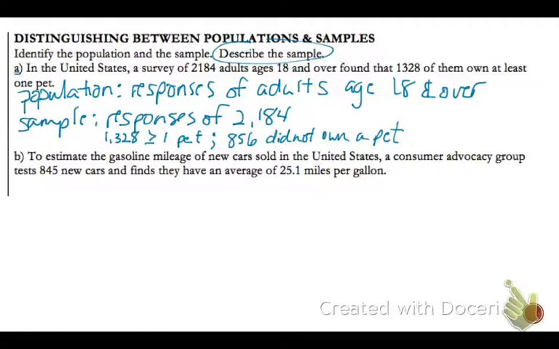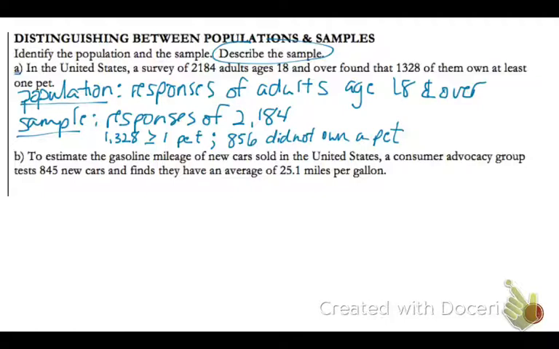So that's how you distinguish between a population and a sample. So the population is the group that you're studying, that you're trying to find out something about. So this is the adults ages 18 and over that responded. And then the sample is those 2,184 that did respond. Now let's look at the next one.